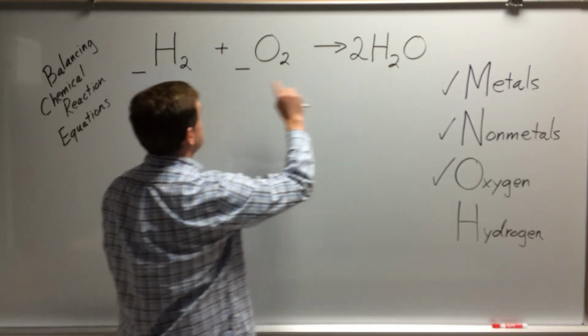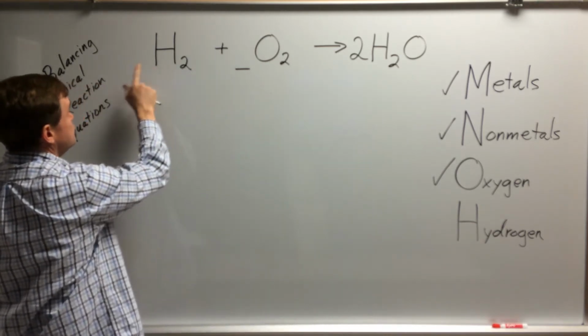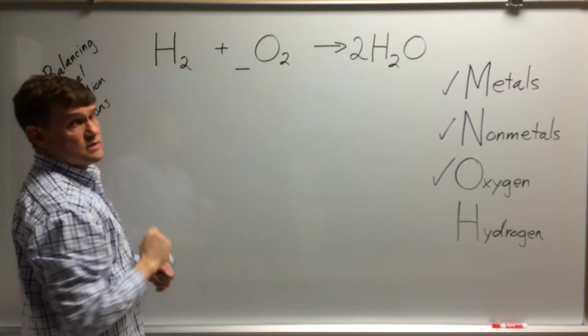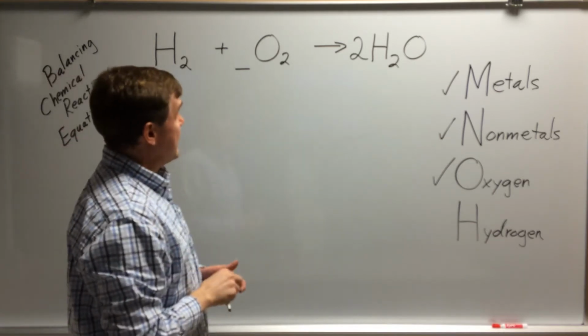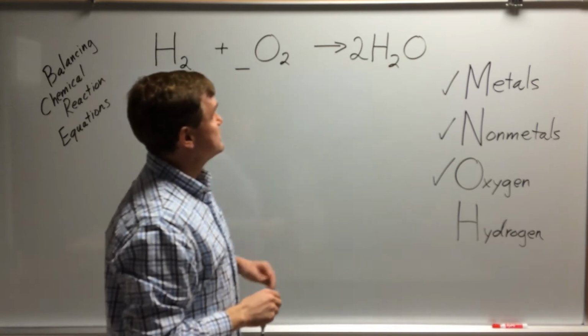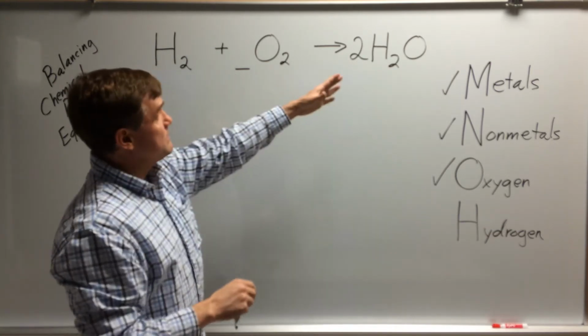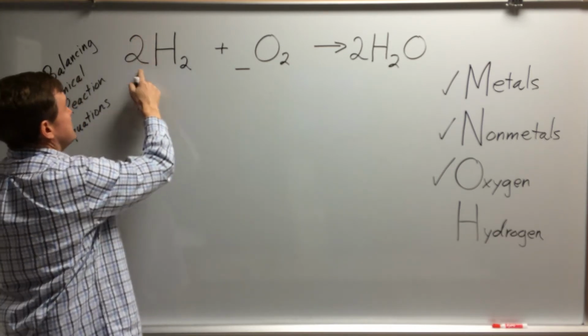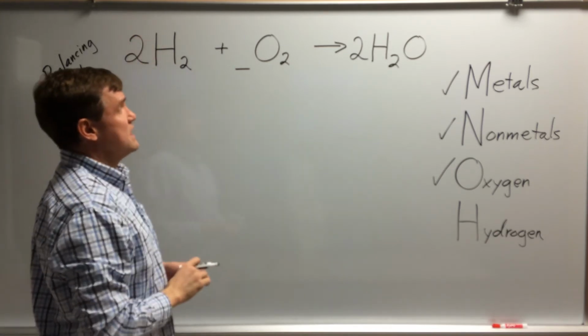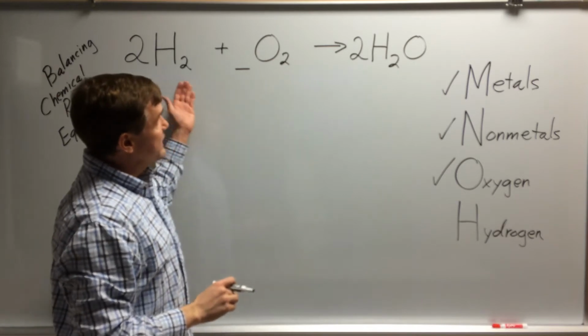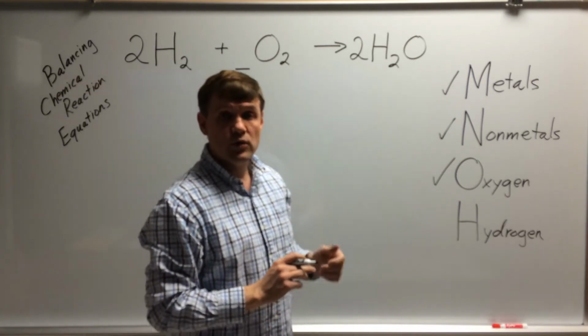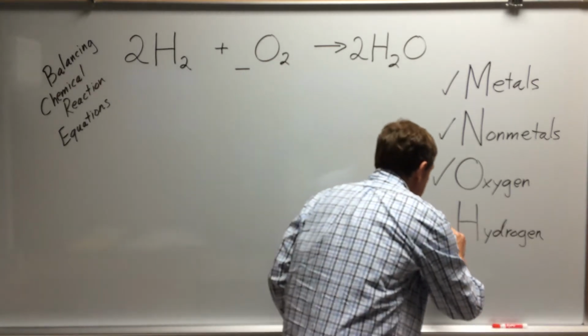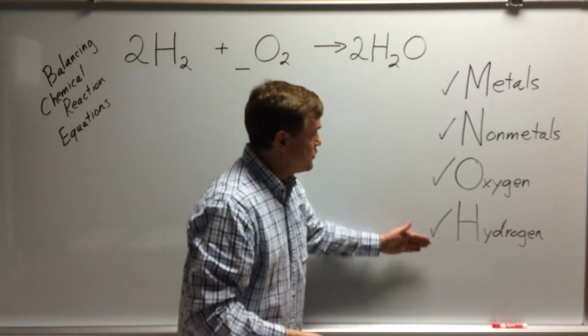I've got 4 hydrogens here, and I only have 2 hydrogens here because my coefficient is understood to be a 1. And how do I get 4 hydrogens over here if my right side has 4? Well, put a 2 here, and you'll see that I have 2 times 2, or 4 hydrogens on the left side of my arrow, and they match up now with the 4 hydrogens on the right, and I can put a check mark here. So I've now gone through my 4 steps.